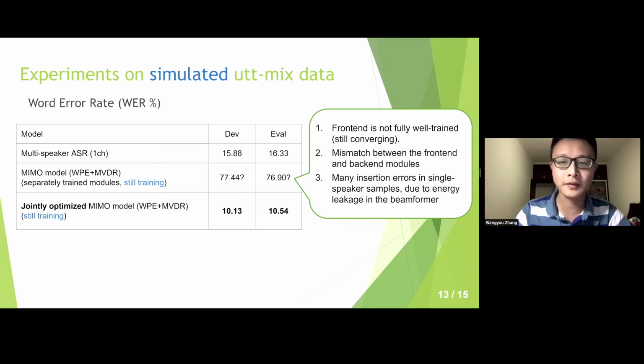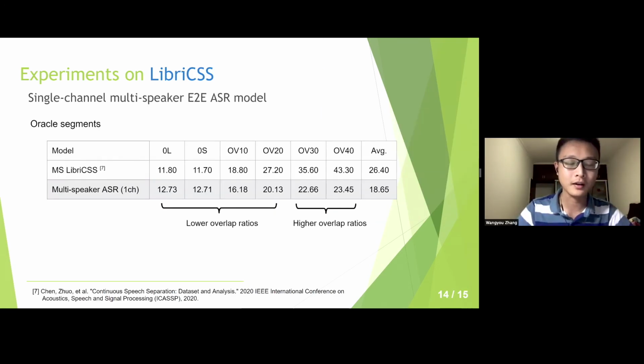But these problems can be mostly handled by using the joint optimization. And we can see in the last line that the jointly optimized MIMO model can achieve a great performance improvement, with 10% WER on both sets.